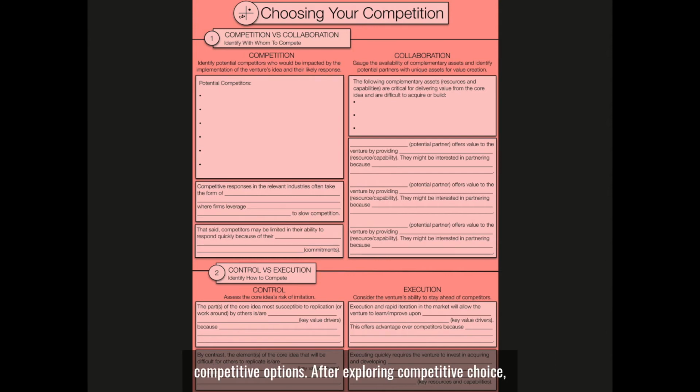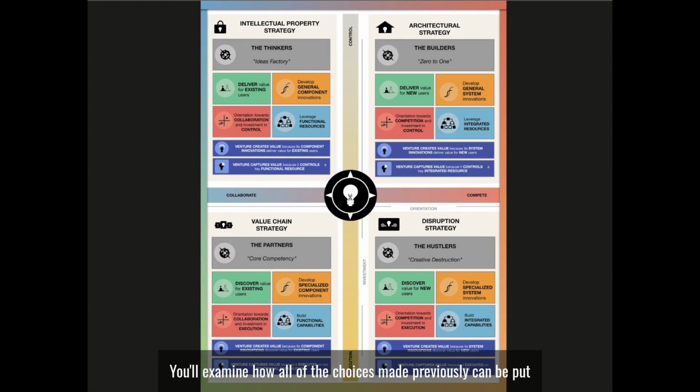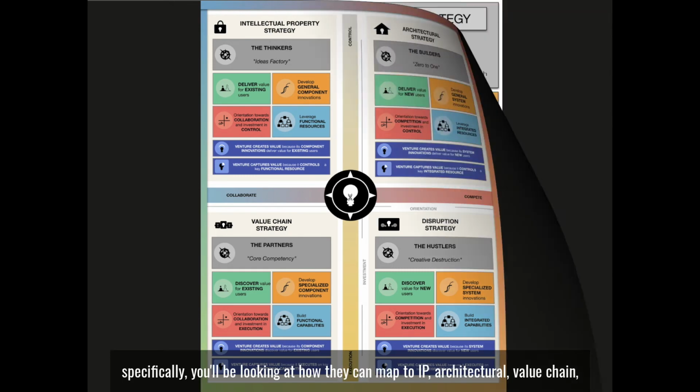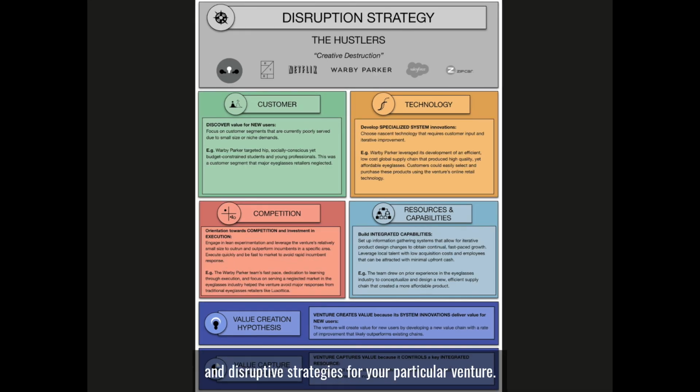After exploring competitive choice, you can use what you've discovered there as an anchor to begin exploring alternate strategies. In our These Choices Matter Together section, you'll examine how all of the choices made previously can be put together to construct effective strategies. More specifically, you'll be looking at how they can map to IP, architectural, value chain, and disruptive strategies for your particular venture.